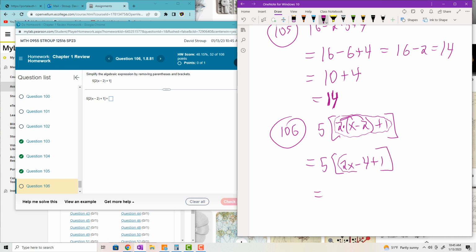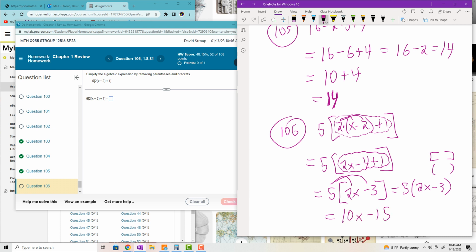Then again, you're working inside the parentheses to simplify that as much as possible. I'll add the 4 and the 1 together, so it would be 2x minus 4 plus 1 is minus 3. And then you just do distribution. The bracket versus parentheses, they're the same. Okay, it doesn't really matter which one you have. You just treat it the same. So it's the same as 5 times parentheses 2x minus 3. We just use different types so hopefully it doesn't become too confusing. So anyways, you distribute, 10x minus 15, and then you're stuck.